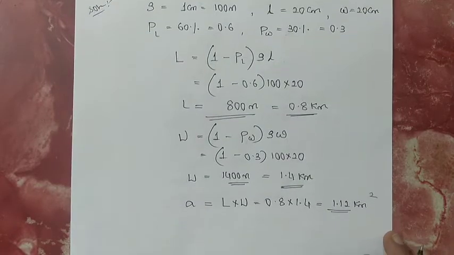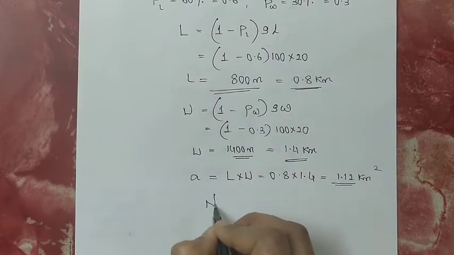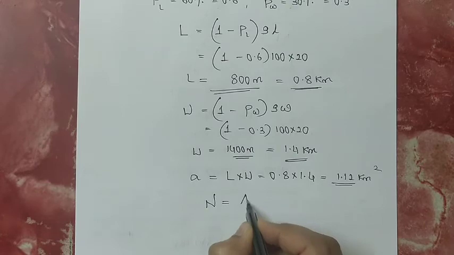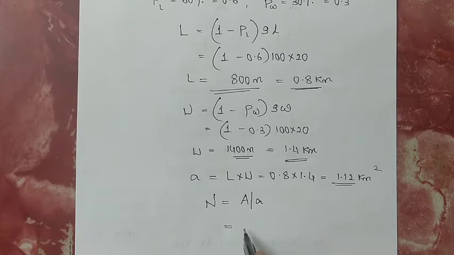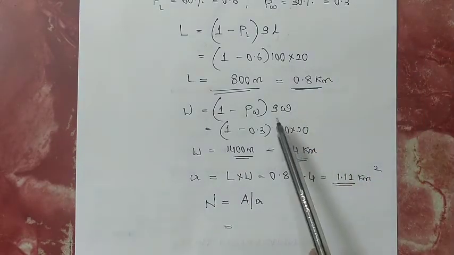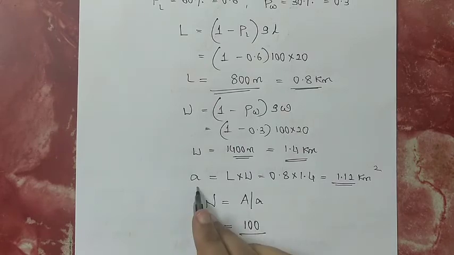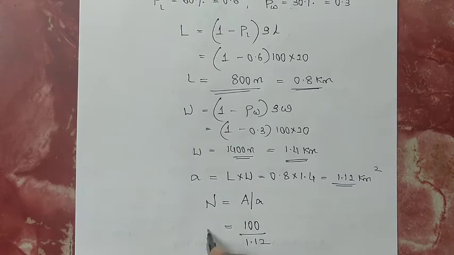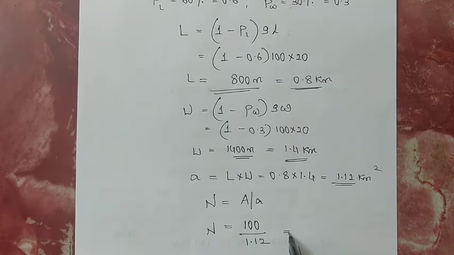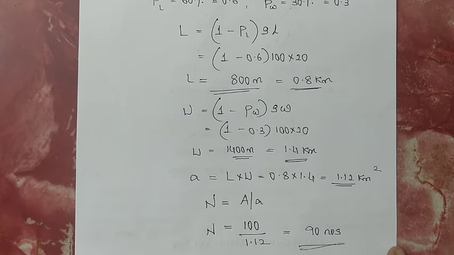Then the number of photographs you need to calculate, denoted by N, will be equal to capital A divided by small a. Substitute it: capital A is what they have given in the problem as the total area to cover, that is 100 kilometers square, divided by small a, which is 1.12. Upon simplification you will get 90 numbers. So a total of 90 photographs are required to cover an area of 100 square kilometer.